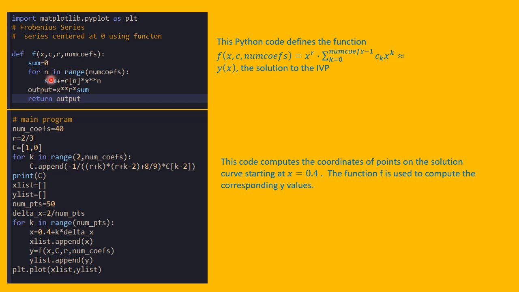So after we compute this partial sum by initializing it to 0 and then adding more and more terms to the sum, we will output that value of sum multiplied by x to the r. Remember that we're looking at a Frobenius series, which is x raised to the r power times that infinite series, which in this case is going to be approximated with a partial sum. And then we'll return that output to the main program where it was called right here. So the output will be stored in y, and then, as we saw before, we append that value of y to y list. So this basically is the program that's going to plot our solution, and in a minute we'll see what the solution looks like.